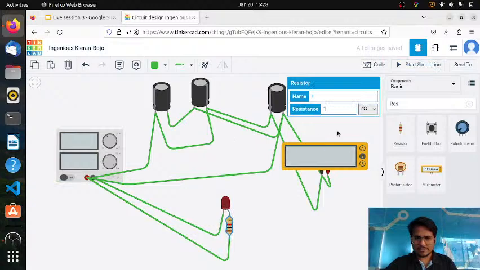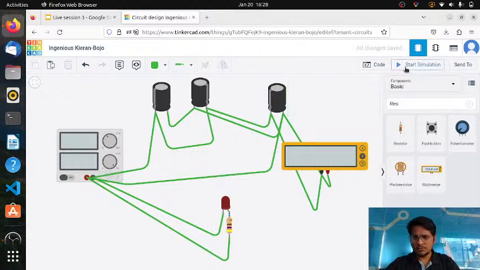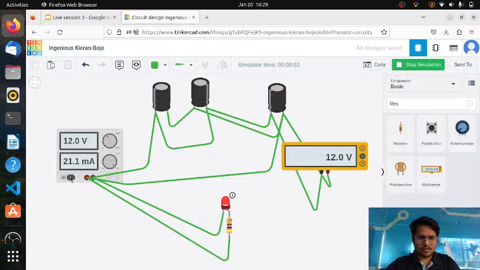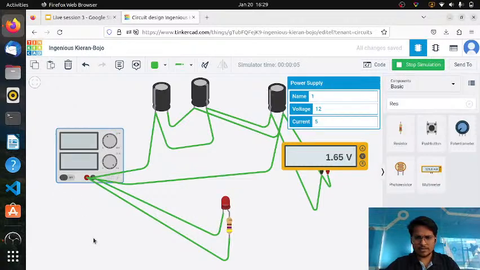This resistance value is 1 kilo ohm. Let me do 470 ohm. Okay, now let's do start simulation again. Now let me turn off the power supply. You can see it is discharging.